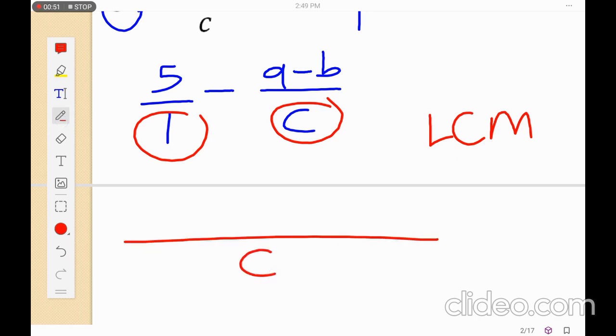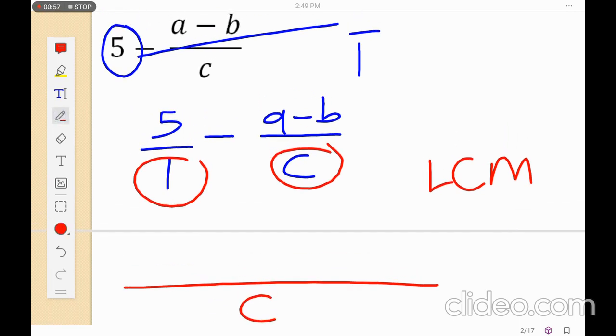Then I'll multiply each numerator with the lowest common multiple that we have. So I'll multiply here by c, here by c. For the first one, I'll have c times 5. Then for the second one, this c will cancel off with this c, so I'll have a minus b.